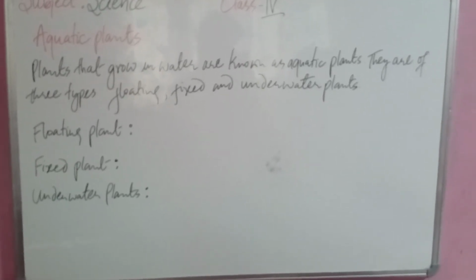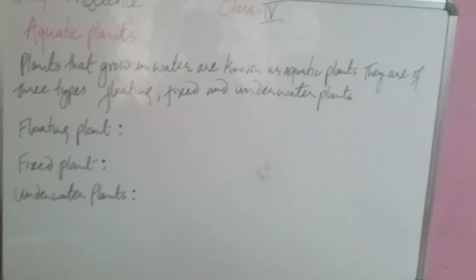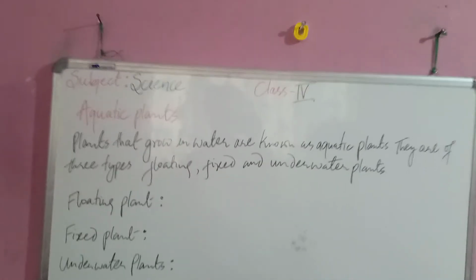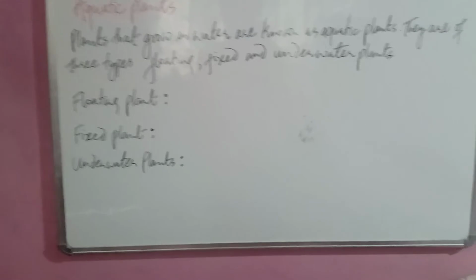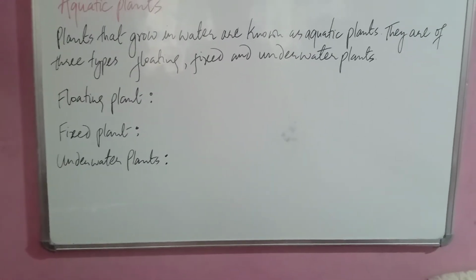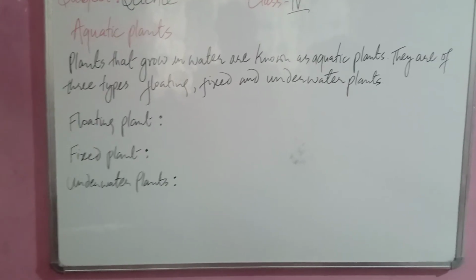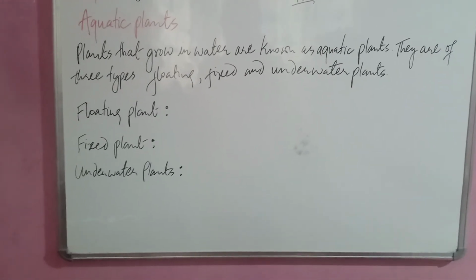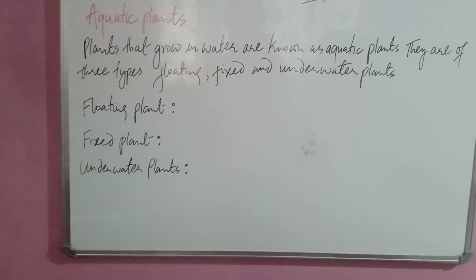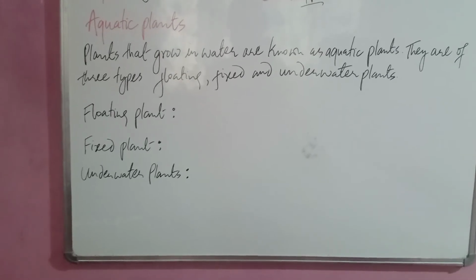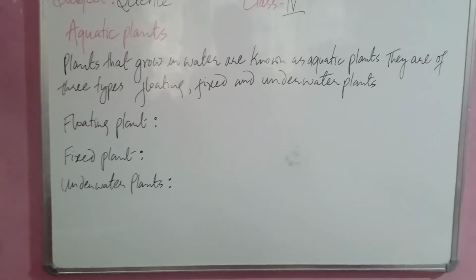Then we have underwater plants. Underwater plants grow under the water surface and have thin and narrow leaves without any stomata. Their leaves absorb the gases dissolved in water directly through their surface. Tape grass and pondweed are examples of underwater plants.